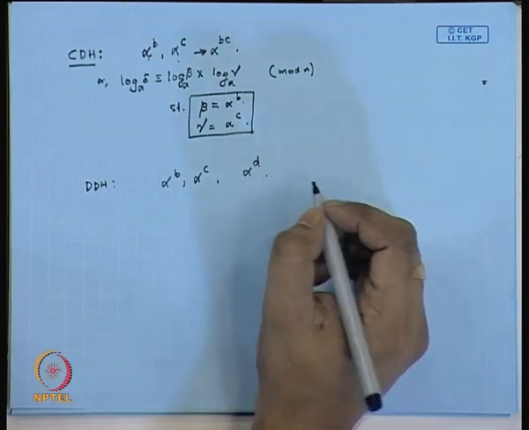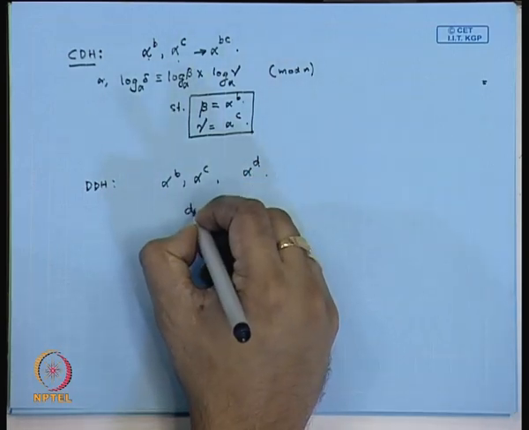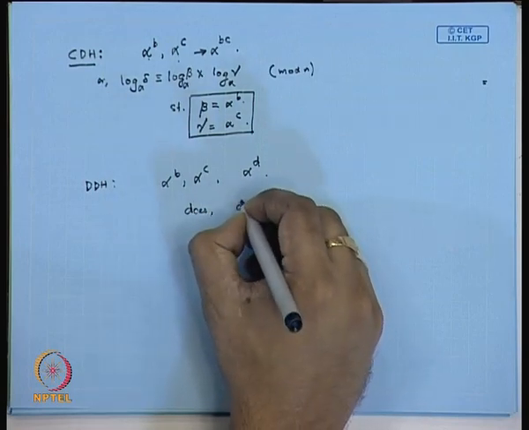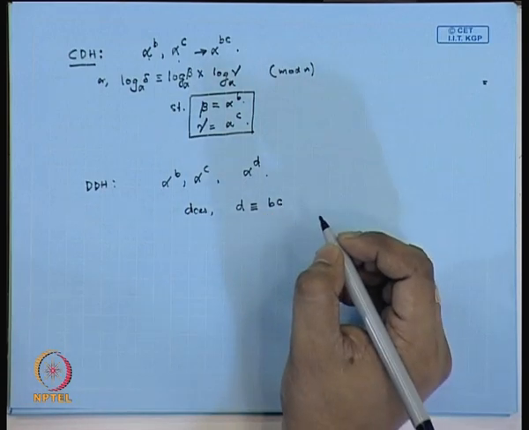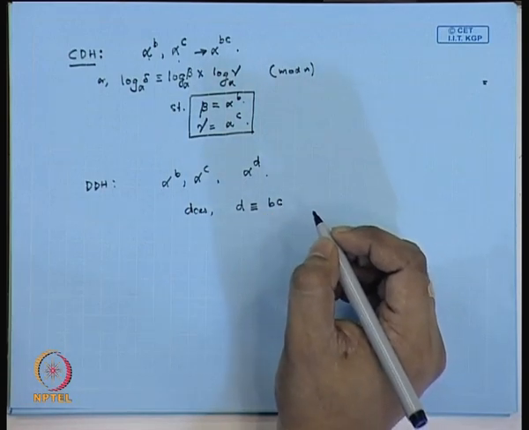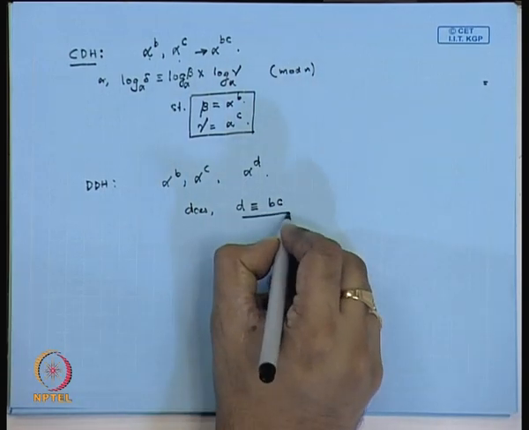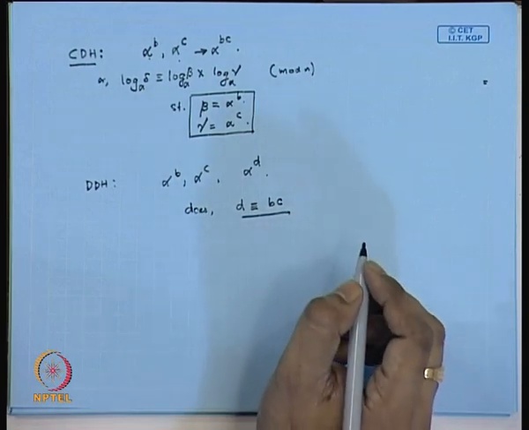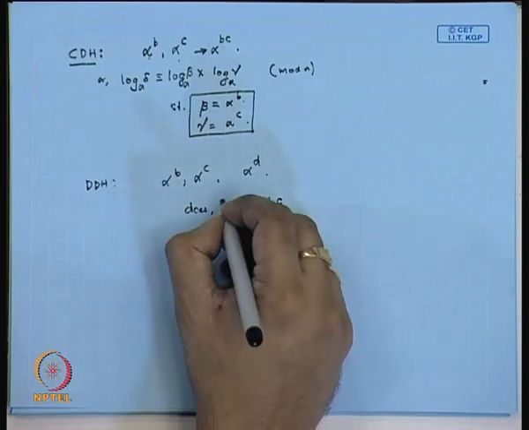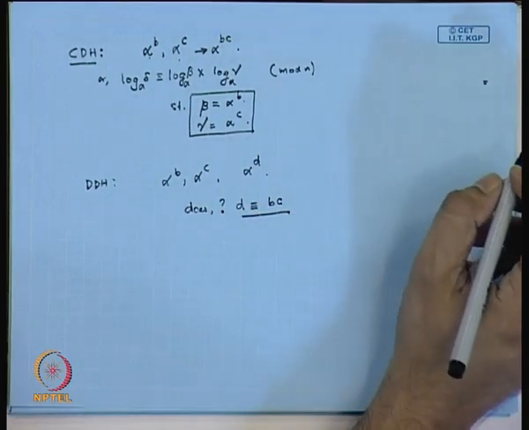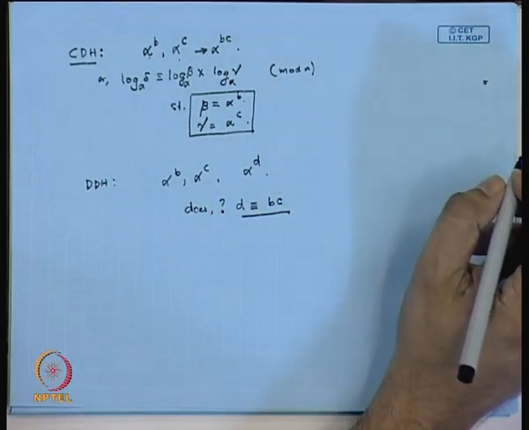Now, the question is, does d satisfy the value of bc? So, that is the problem: does d satisfy the value of b multiplied by c? Therefore, this is the question: does d satisfy this particular relation?